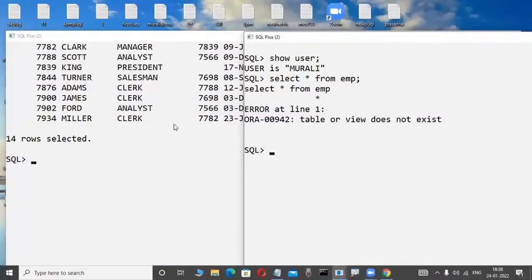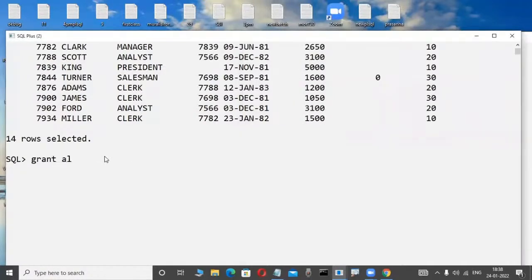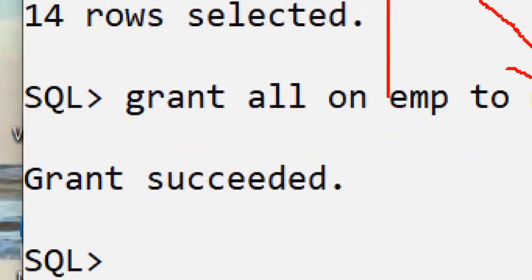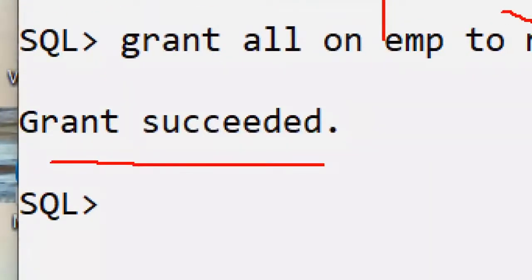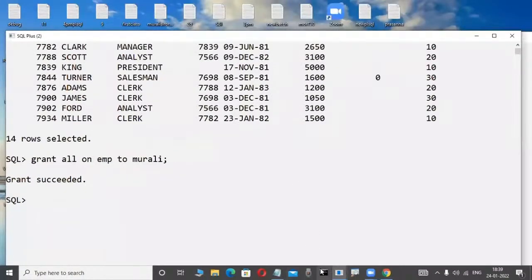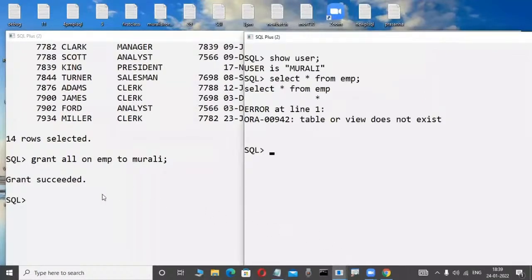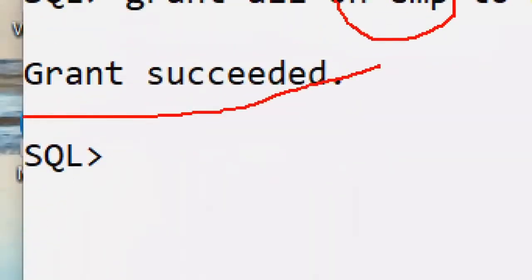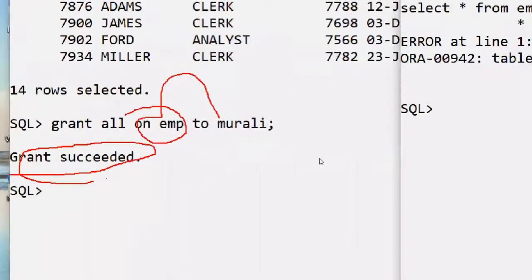Now suppose they give permission through the grant command. Observe the scenario here. Now check it out, they are giving some permission. Granting this table to which employee? To the Murali employee, for example. Grant is succeeded. You will also be familiar with all of this in the future. Logically tell me, once the Scott employee gives permission to Murali, a grant is succeeded message is displayed in this relational data model product.